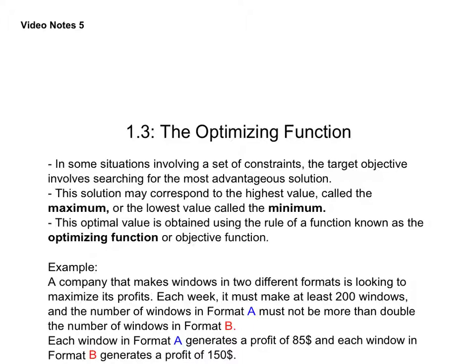So in some situations involving a set of constraints, the target objective involves searching for the most advantageous solution. This solution may correspond to the highest value called the maximum or the lowest value called the minimum. This optimal value is obtained using the rule of a function known as the optimizing function. And it's not as scary as it sounds.